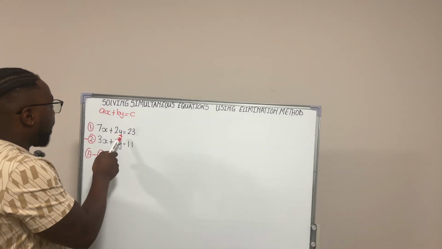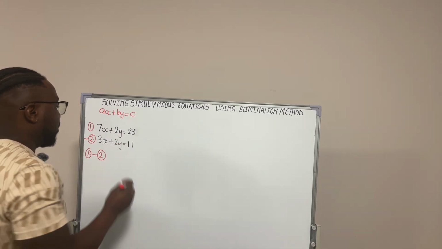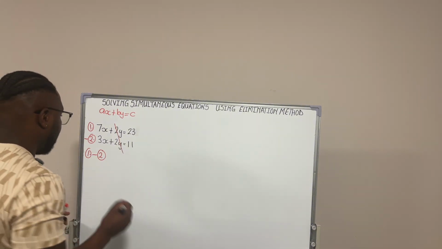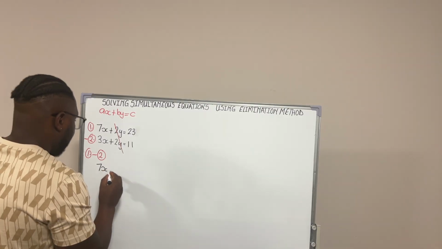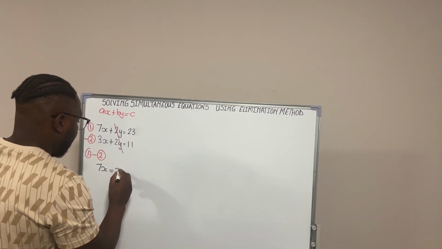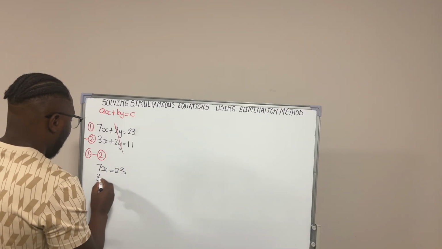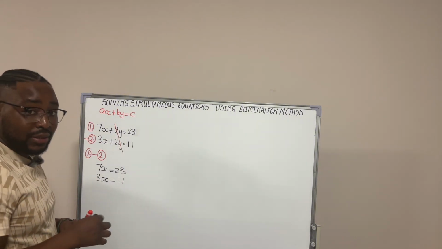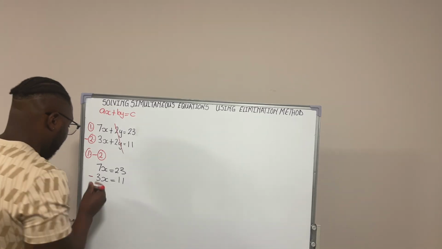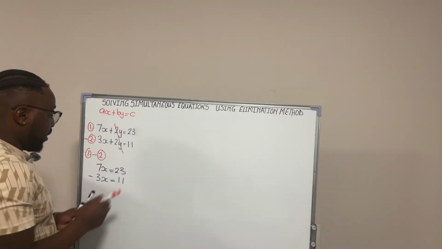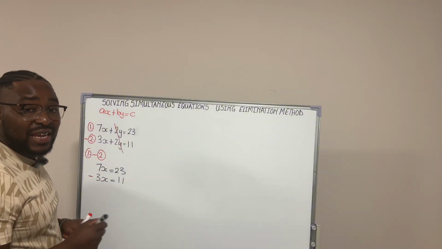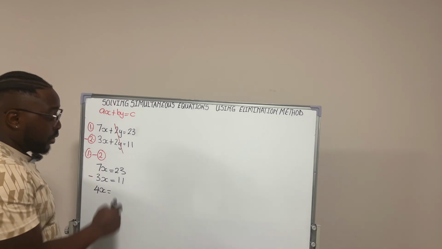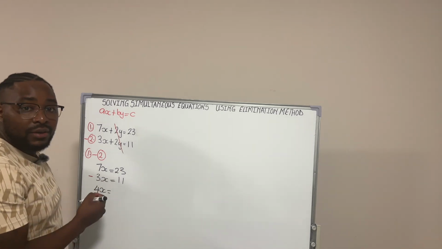And 2y minus 2y, what's that? Those two cancel out, right? And we shall be left with what? 7x equal to 23, minus 3x equal to 11. Now remember, what are we doing? We're subtracting, all right? So let's not forget our sign, okay? 7x minus 3x, that's what? That's 4x equal to 23 minus 11. What's that? That's 12.